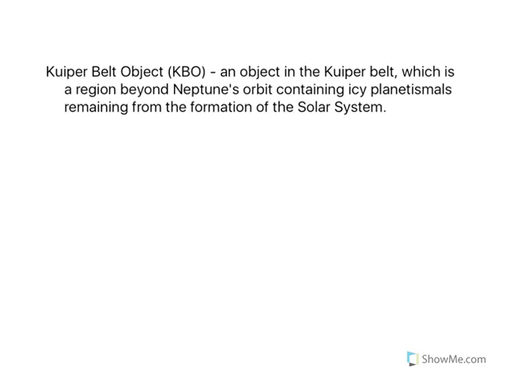A Kuiper Belt object is an object in the Kuiper Belt, which is a region just beyond Neptune's orbit, and it contains icy planetesimals that are remaining from the formation of the solar system. So a Kuiper Belt object is an icy object that is orbiting in the outer fringes of the solar system beyond Neptune's orbit and almost in the plane of the solar system.